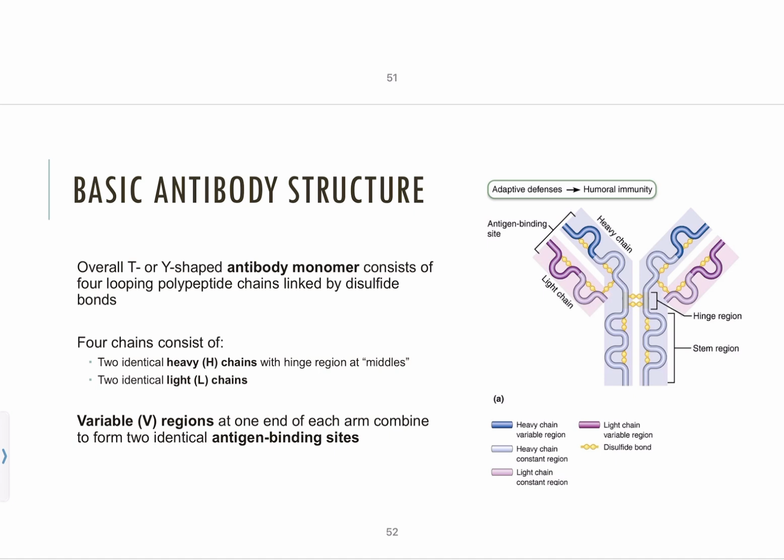Some important regions, or at least the ones that I'm going to hold you responsible for on the exam, are going to be our variable region and our constant region. So the variable region is going to be at the tips of the Y shape. So right here, that's a variable region. And this is a variable region. The variable region is going to be where the antigen actually binds, and this is what's going to give the antibody antigen specificity.